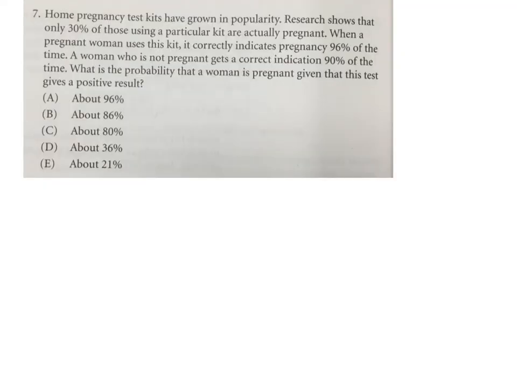And our last example is home pregnancy test kits have grown in popularity. Research shows that only 30% of those using the kit are actually pregnant. So the probability that a woman is actually pregnant if they're taking the test is 0.3. When a pregnant woman uses this kit correctly, it correctly indicates pregnancy 96% of the time.